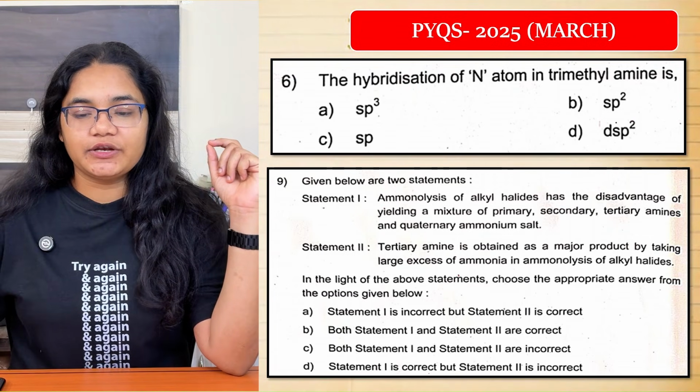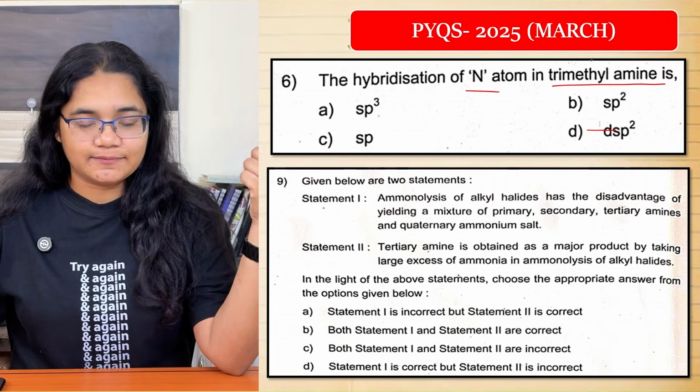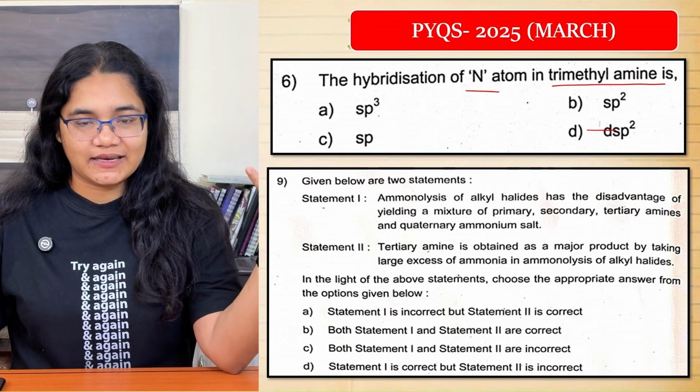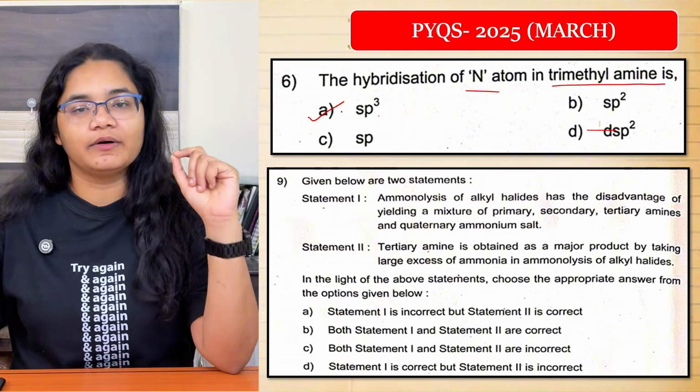The hybridization of the nitrogen atom in trimethylamine is. So all the ammonia and its derivatives are sp3 hybridized. So here the correct answer will be option number A.